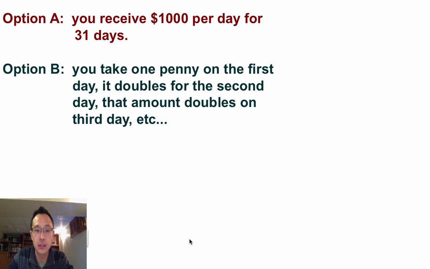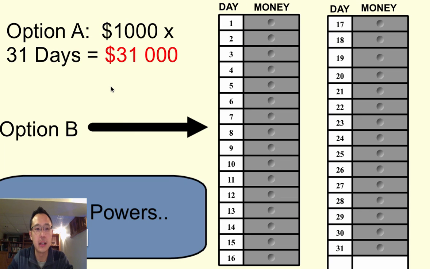So after a couple seconds or a minute or however long you took, you should have chosen option B. Because if you look at option A, since you're making $1,000 per day and you have 31 days to do so, it's just 1,000 times 31 days, which gives you $31,000. But if you look at option B, this is where we get into using powers or exponents and also exponential form. Because in exponential form, if you have exponent 2, it doubles.